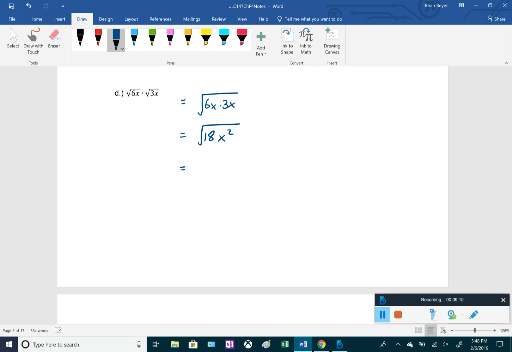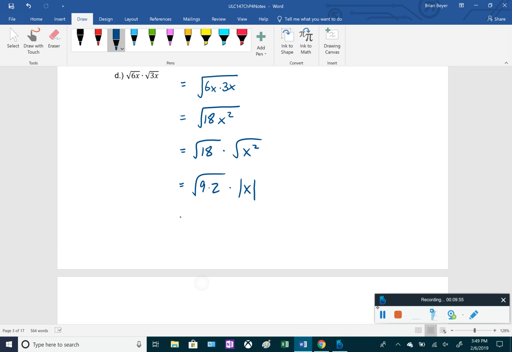So now I'm going to chop these up. I don't want the variable to mess you up at all. Now we just chop these up as square root of 18 times the square root of x squared. 18 is not a perfect square, but two factors where one of them is would be 9 times 2. So 9 is a perfect square. The square root of x squared is not just x, it's the absolute value of x. That's from the definition on the previous page. That's pretty important, and it's easy to overlook, but it's definitely important.